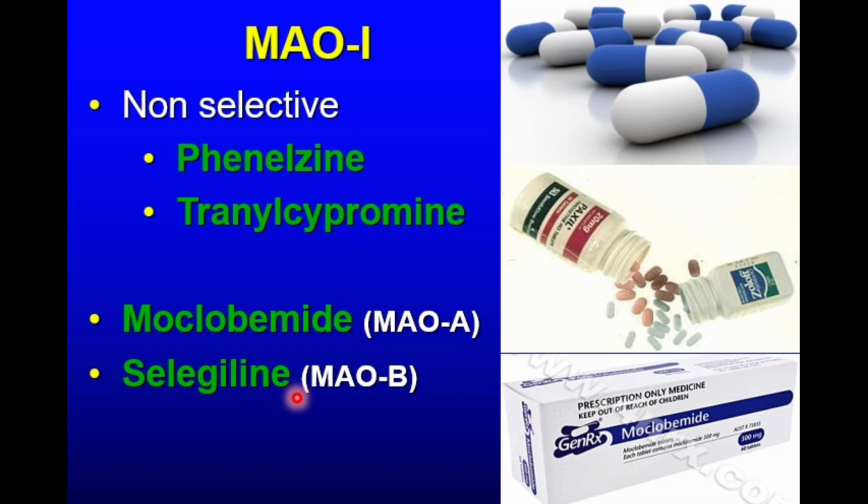Selegiline is a selective inhibitor of monoamine oxidase B. It forms an irreversible complex with the enzyme. Selegiline has no interaction with tyramine. Selegiline is used as an adjunct to levodopa for treatment of Parkinson's disease. It allows reduction in the dose of levodopa.